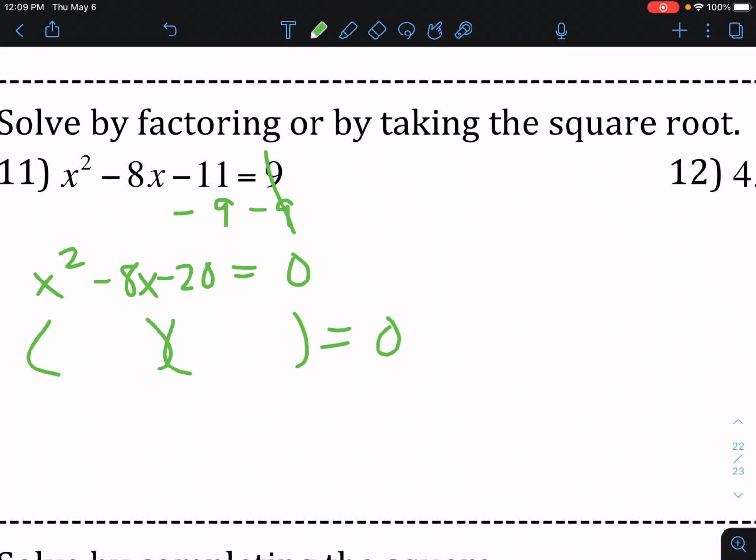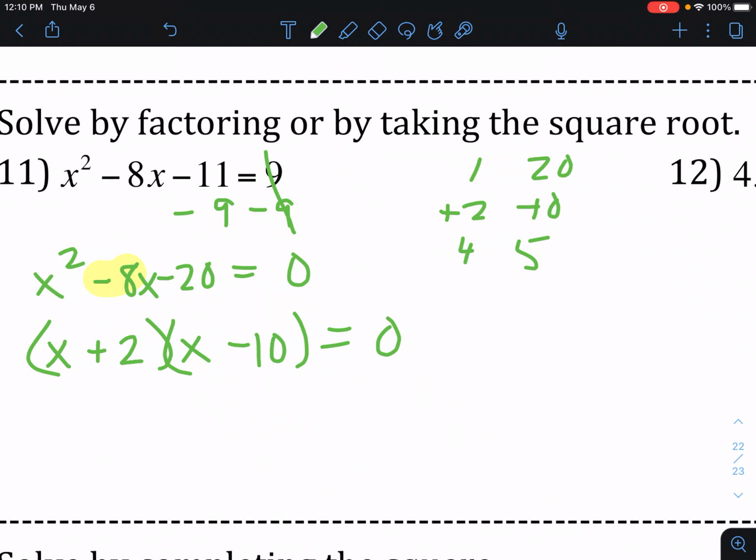You have a minus 20 for your c, so that means your signs are plus minus. X squared gets split up in x and x. And you got to think of your factors of 20. Signs got to be different, and they got to subtract to get negative 8. So that would be plus 2 and negative 10.